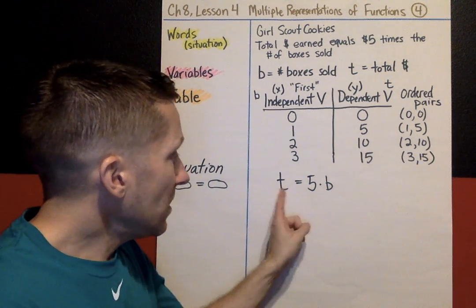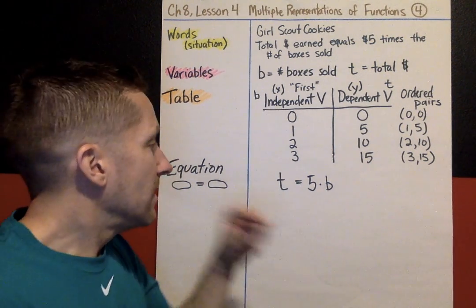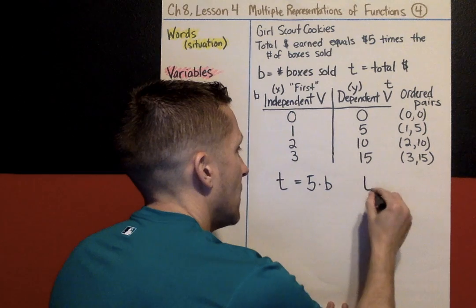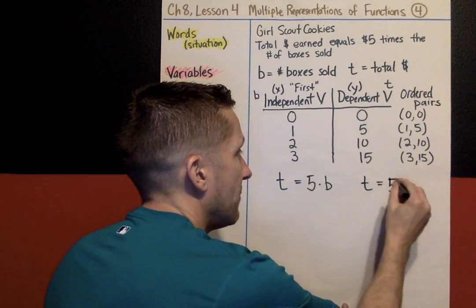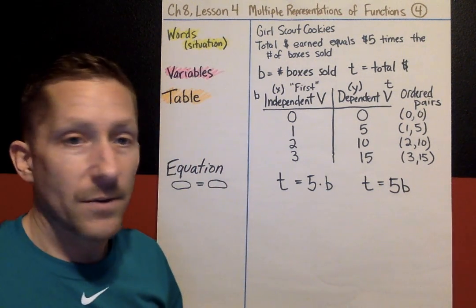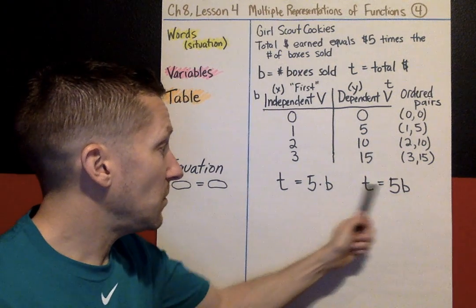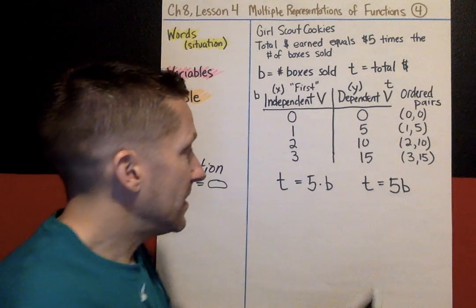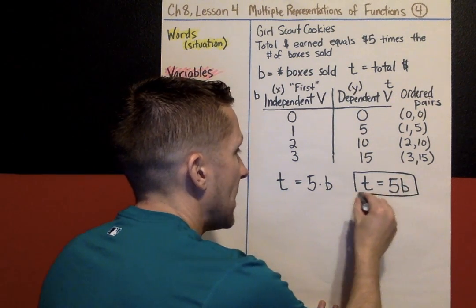Now, the most common way you're going to see 5 times B is not written like that. The most common way you would see this represented would be T equals 5B. I'm just going to put the number right next to the variable, and that means they're being multiplied. So that equation is the exact same thing as the other one. This is the more common way you're going to see it written. T equals 5B.